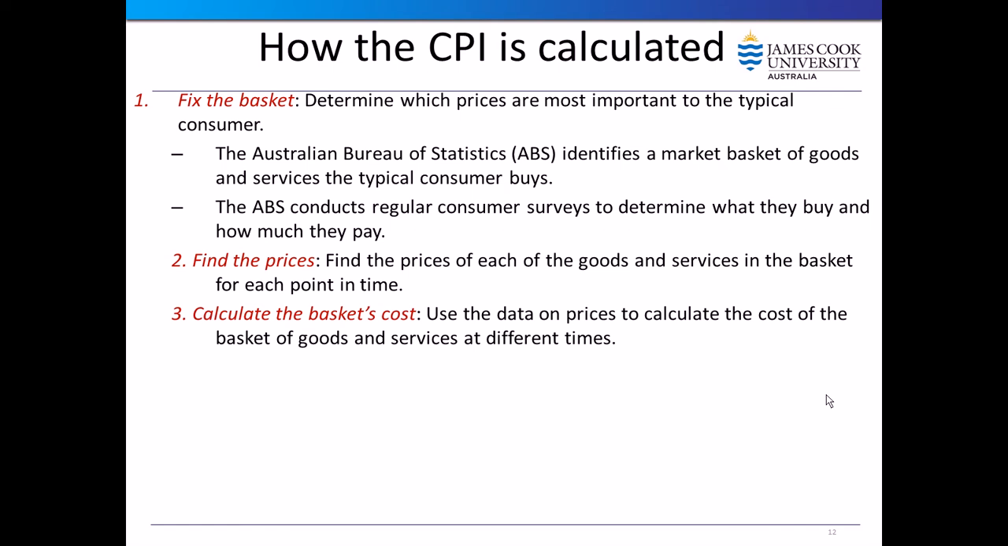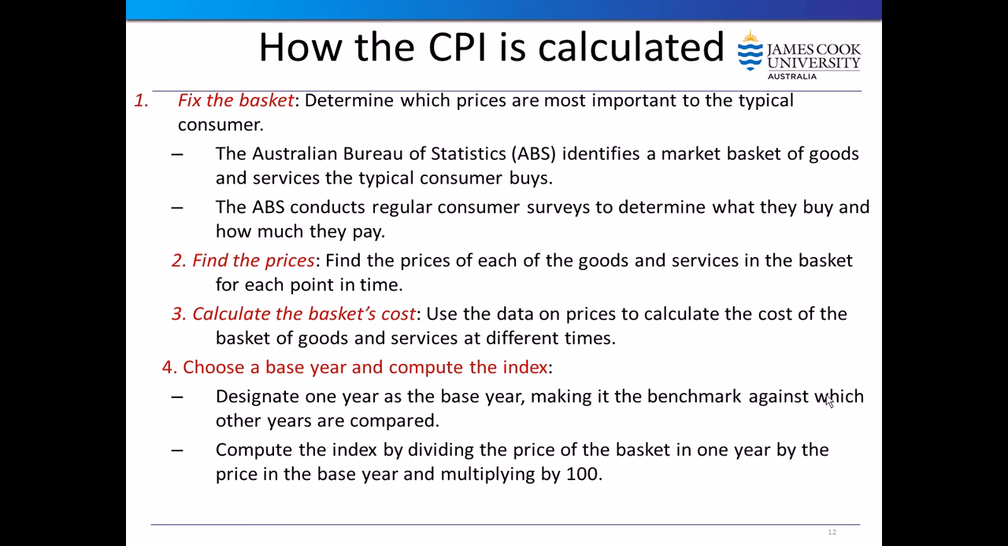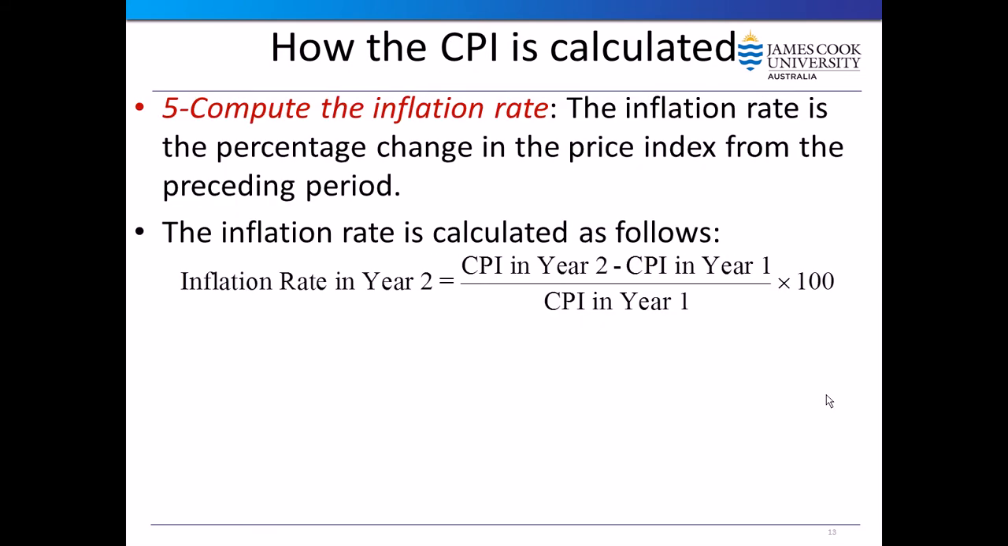And then choose a base year and compute the index. The year that you choose as the base year, by default, by choice, has a CPI of 100. Designate one year as the base year, making it a benchmark against which other years are compared. Then calculate the index. And from the CPI, you can calculate the inflation rate, which is the percentage change in the price index from the previous period.